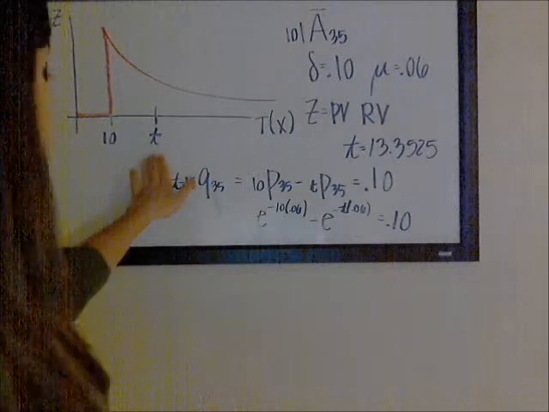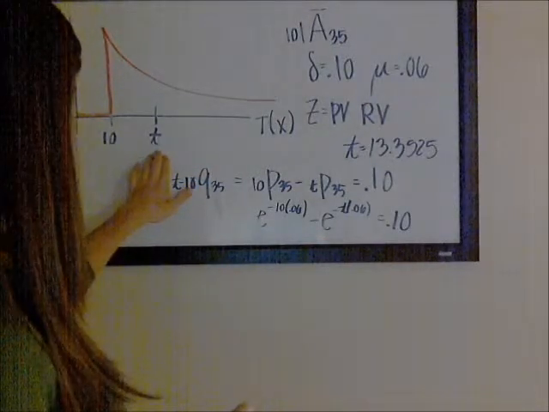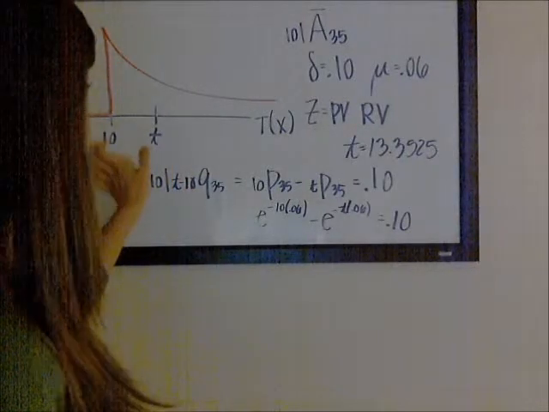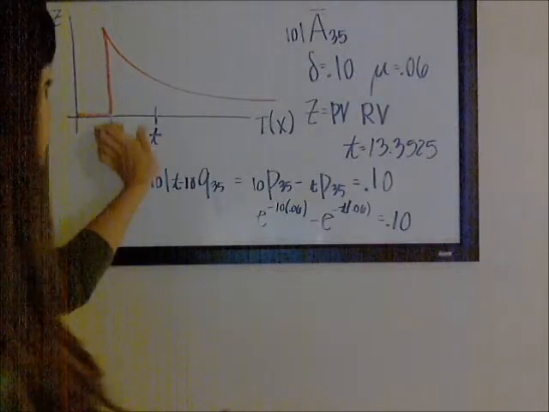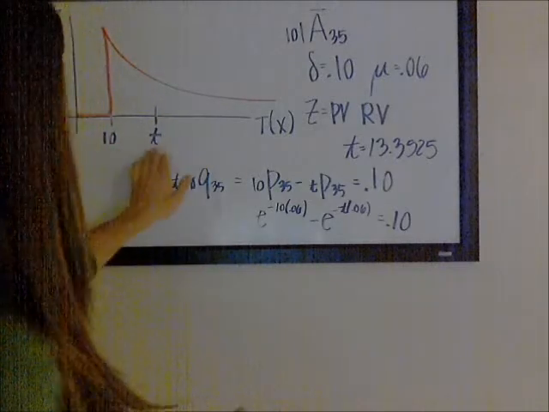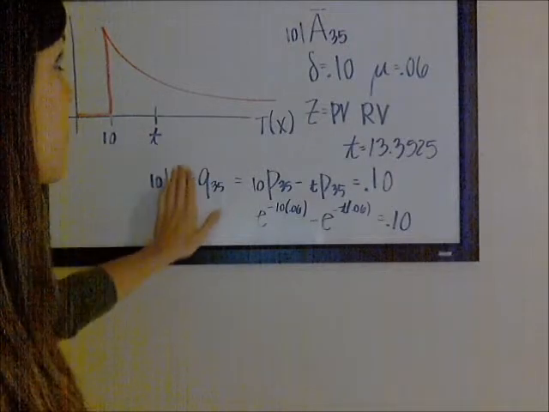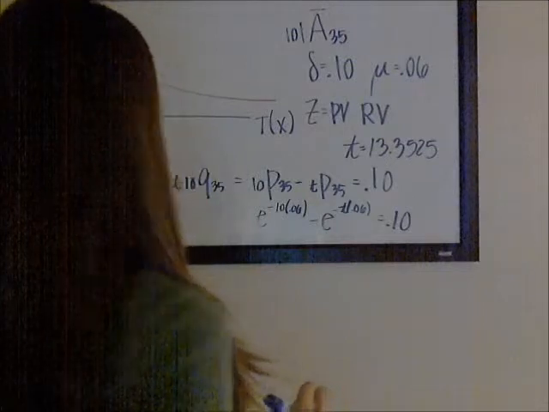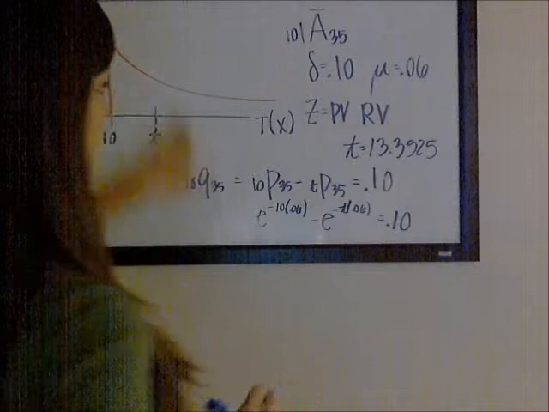Okay, so this is the time that's associated with the largest 10% of the Z values. So the largest 10% of the Z values fall between time 10 and time t. But that doesn't tell you what the 90th percentile of Z is. It doesn't tell you what the 90th percentile of the present value of our insurance is.